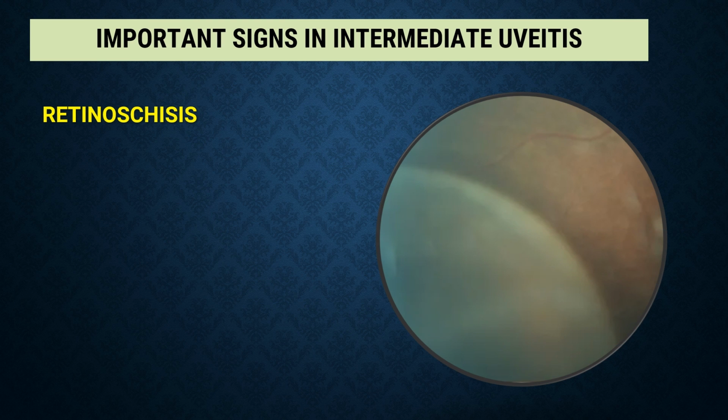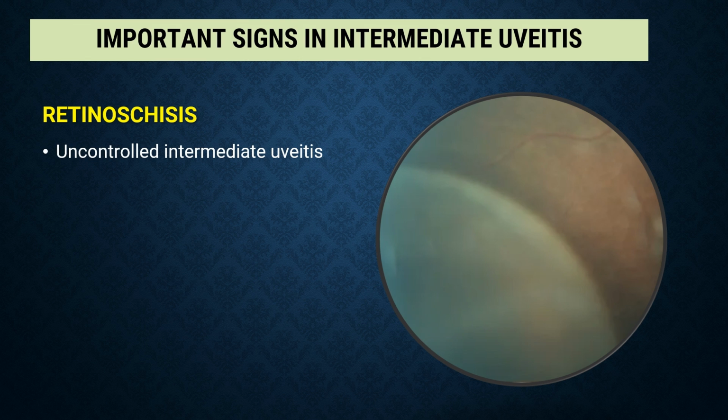Another complication that you can see in intermediate uveitis is the presence of retinoschisis. Now, retinoschisis is basically a split within the layers of the retina. Okay, so when the retina separates from the RPE, that is called retinal detachment. Whereas when there's a split within the retina itself, within the layers of the neurosensory retina, then that is known as retinoschisis.